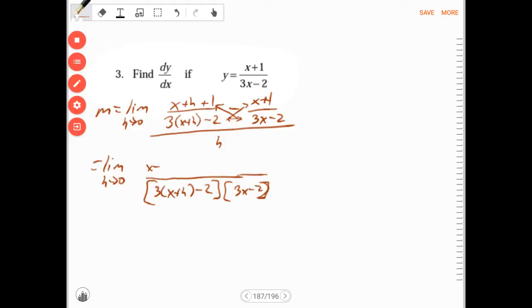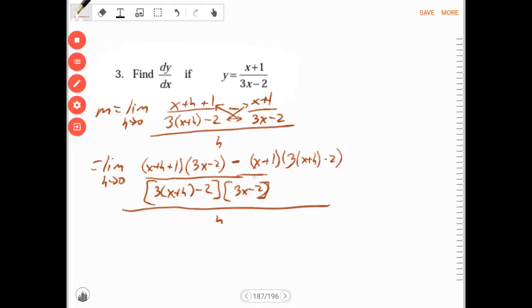So we're going to get x plus h plus 1 times 3x minus 2, minus, and then the x plus 1 is there first, and he's going to multiply this bottom part, so 3x plus h minus 2. A little crazy, but that's okay. We're going to deal with this. It's not a problem. And then of course all divided by h.